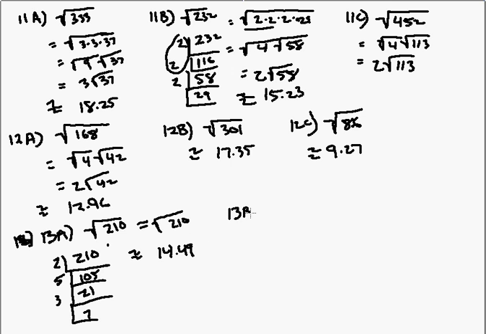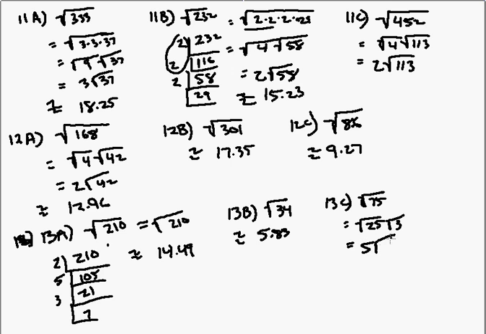13b, square root of 34. Cannot be reduced, and it is approximately 5.83. 13c, that's the square root of 75, which is equal to the square root of 25 times the square root of 3, which is equal to 5 square root of 3, and that is approximately 8.66.